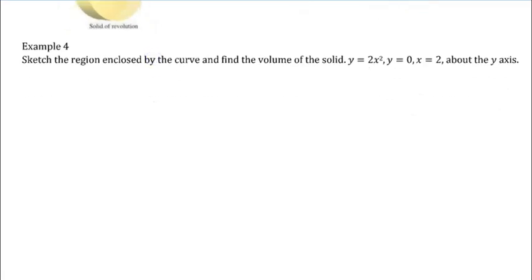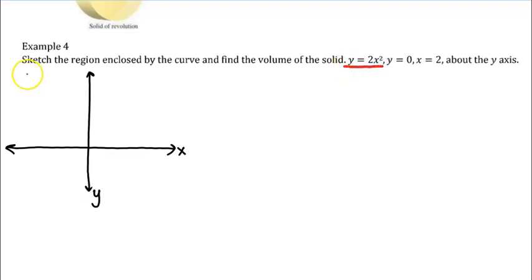So let's begin by sketching the region. I'm going to go ahead and set up my x and y axes. And then I have some curves that we need to sketch. We need to sketch y is equal to 2x squared. That's a parabola that opens upward, has a vertex of (0, 0). We also need to sketch y is equal to 0. That is simply the x-axis.